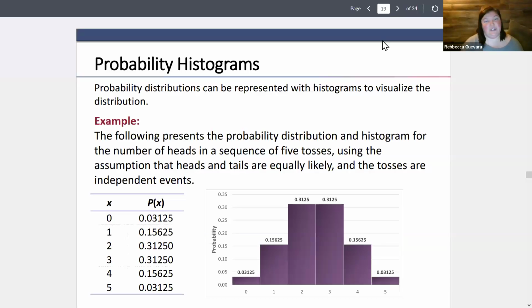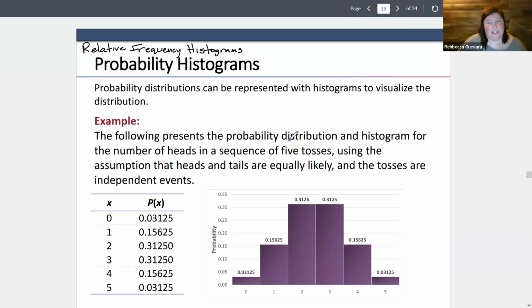So, probability histogram. This is really just based off probability distributions, and it isn't anything too new for us. We're just making histograms based on those probability distributions. Think of this as more of a relative frequency histogram. In essence, they're the exact same thing. Probability is a little different from relative frequency, but not too much different. A probability distribution can be represented by histograms to visualize the distribution.